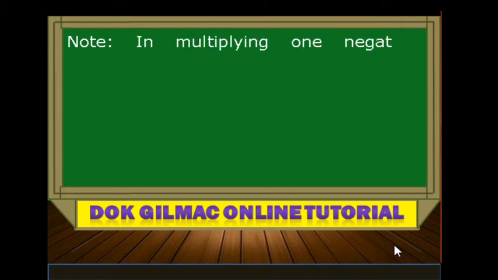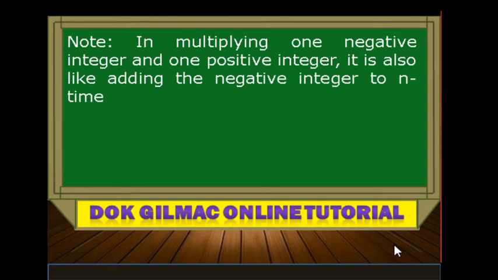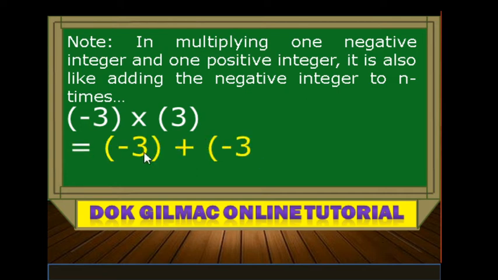Note, in multiplying one negative integer and one positive integer, it is like adding the negative integer n times. Now consider the illustrative example. Negative 3 times 3 can be written as the sum of 3 negative 3's. So we have negative 3 plus negative 3 plus negative 3. Take note, 3 times, since you are multiplying negative 3 three times. So this is simply equal to negative 9. Take note, they are unlike signs.